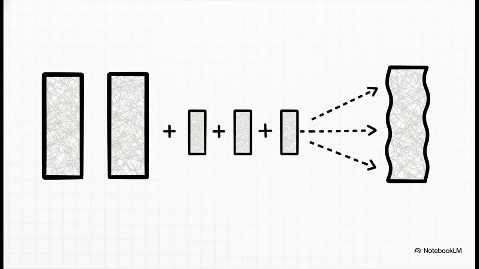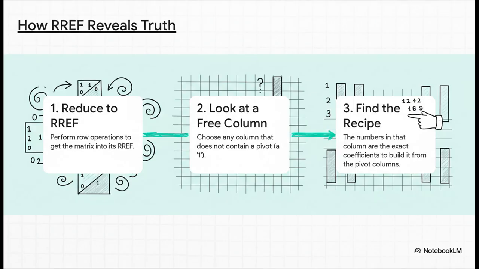Always. No exceptions. That means you can literally build a free column by taking certain amounts of the pivot columns and adding them together. And that is the magic of RREF. It makes this relationship totally obvious. Once you've reduced the matrix all the way, you can just look at a free column. The numbers in that column, they're literally the recipe. They are the exact amounts of each pivot column you need to mix together to create that free column. The RREF form just hands you the answer on a silver platter.